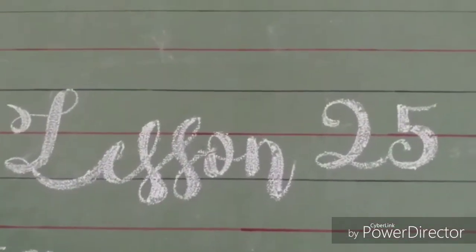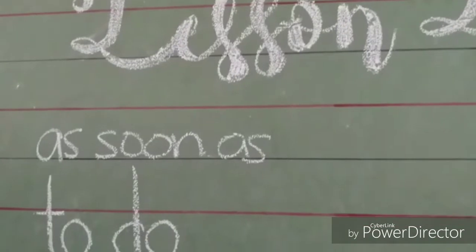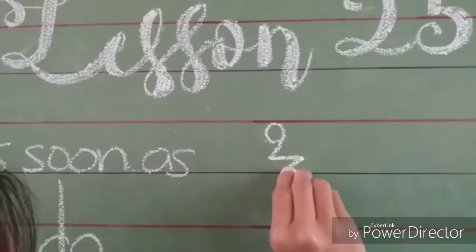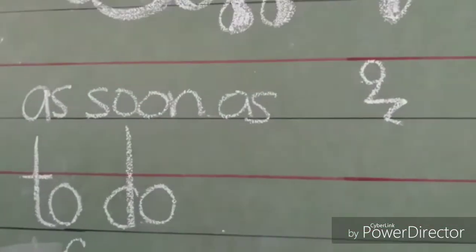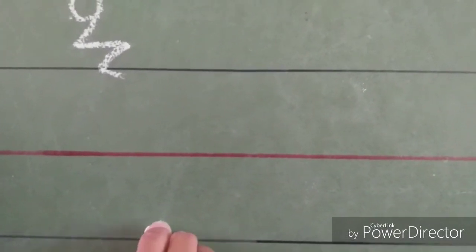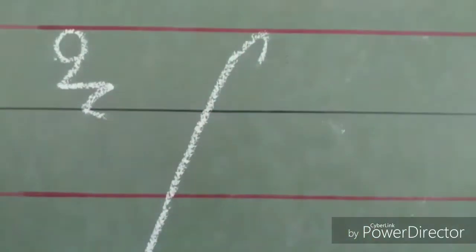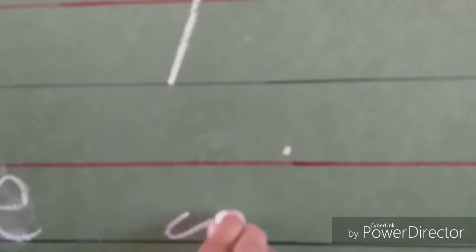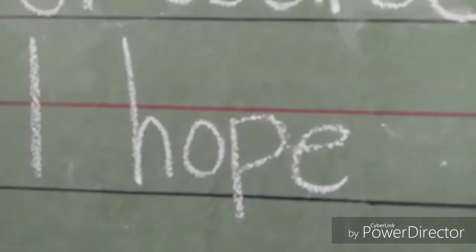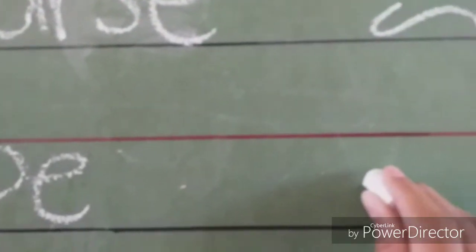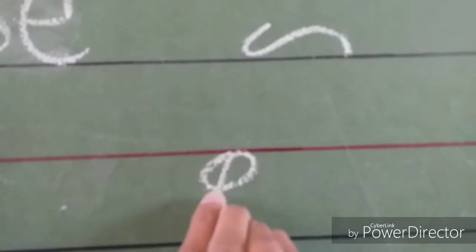Today, I will be discussing about the useful business phrases. For example, as soon as, represented by N, S. Next example is to do, represented by the combination of T and D and O. O and K. The next example is of course. It represented by O and K. The next example is I hope. It represented by broken I M E.